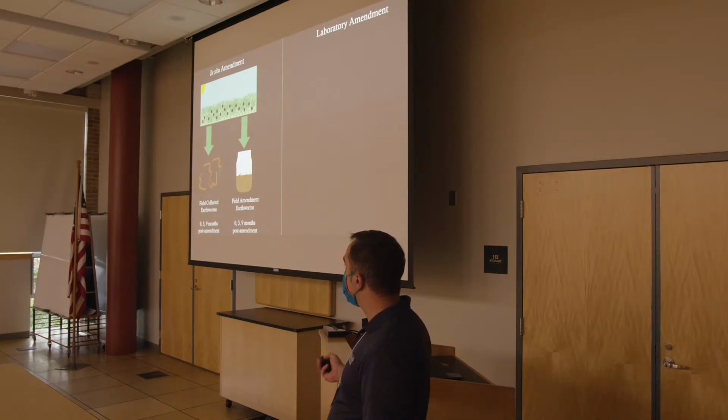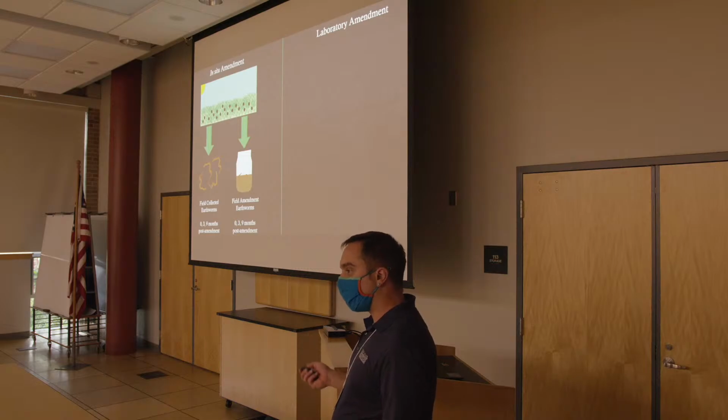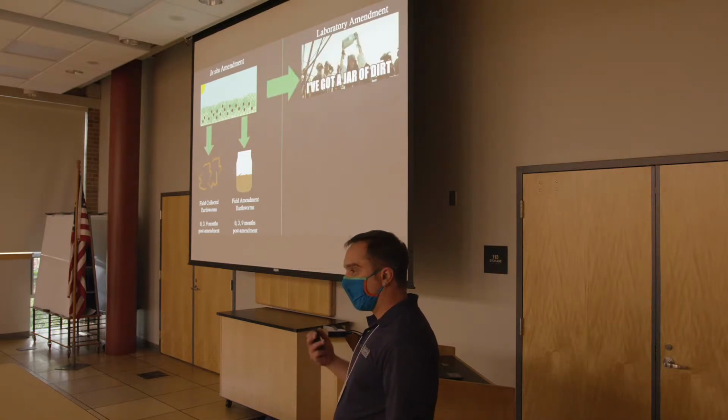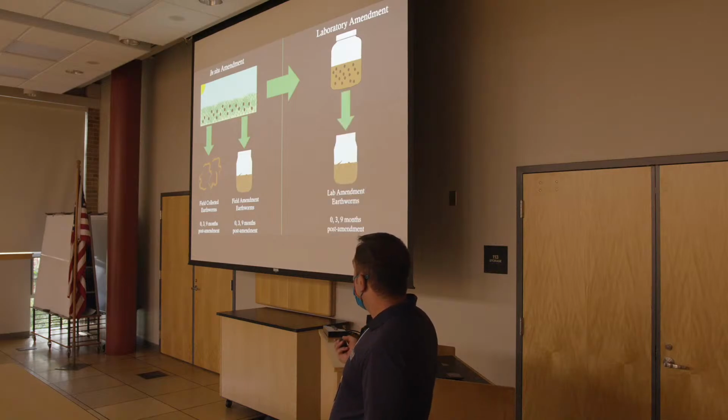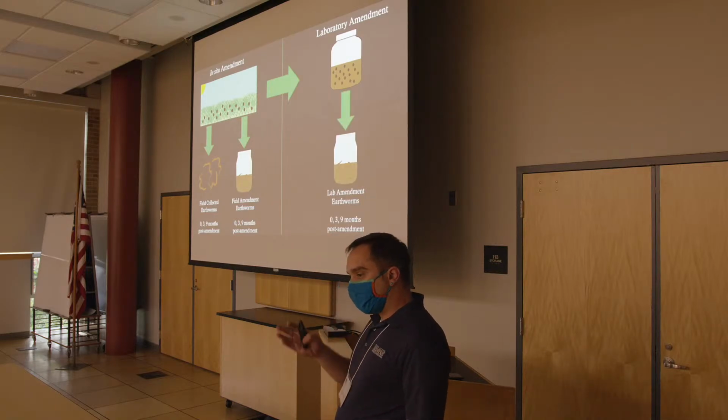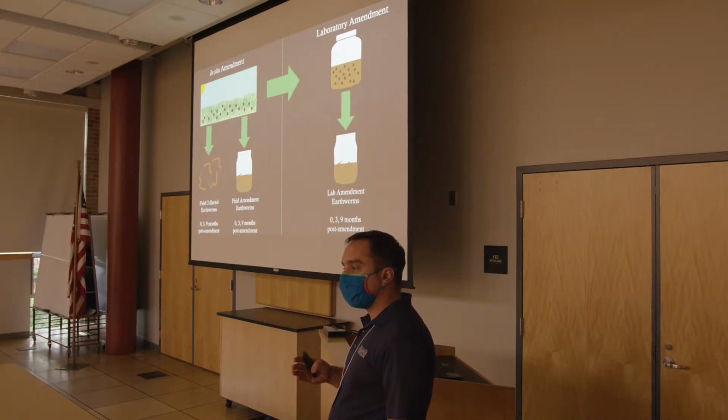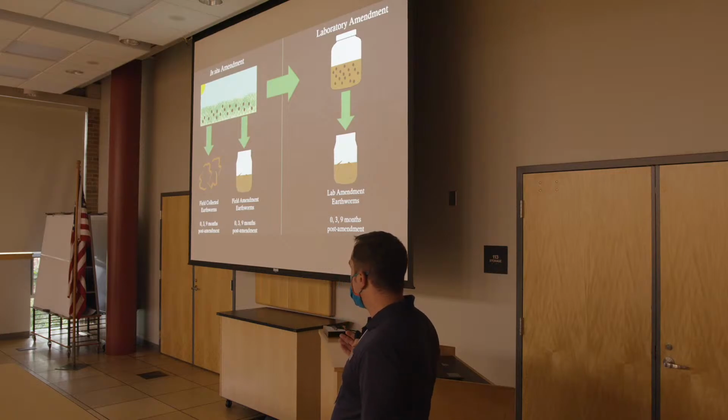We also wanted to see how in-situ amendment compared to laboratory amendment. To do this, before the activated carbon was applied to the field soils, we went out, got jars of dirt from each of our plots, brought them back to the lab, and amended them with the same 2% activated carbon. At each of our time points, we then conducted laboratory bioassays with earthworms at 0, 3, and 9 months to look at how bioaccumulation of DDX was changing in the earthworms over time under laboratory conditions.